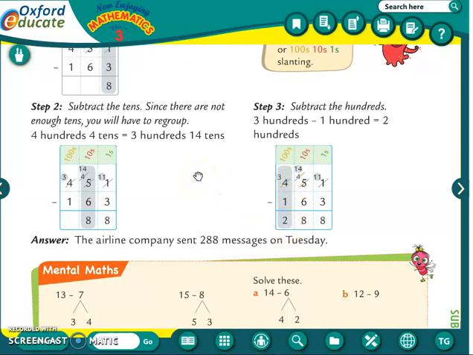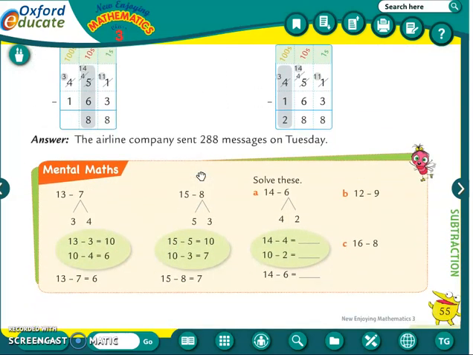Like this we have to do this subtraction. So you read it carefully and try to do the practice for this. And afterwards we have to write the answer. The airline company sent 288 messages on Tuesday.